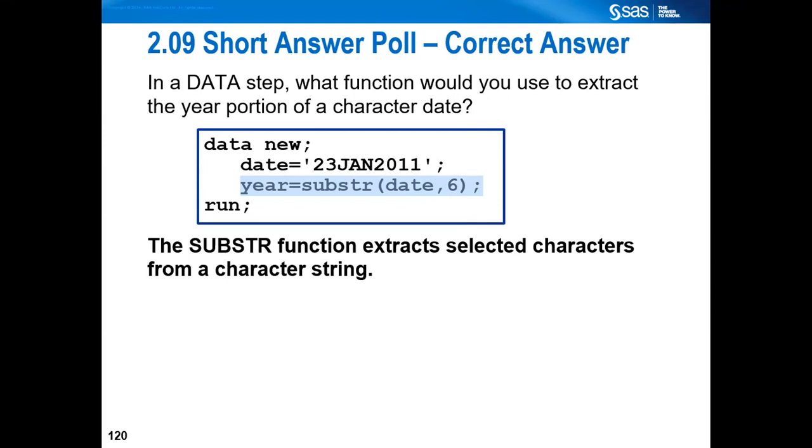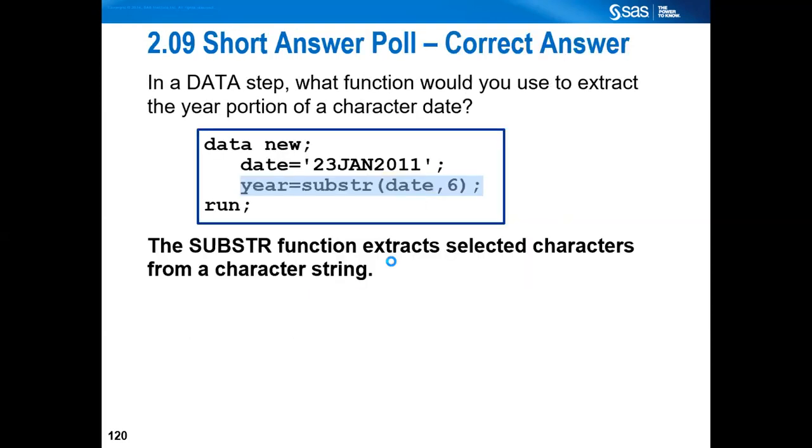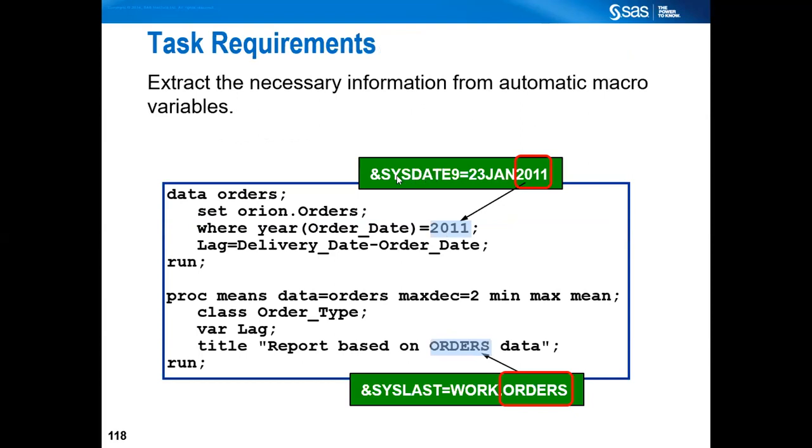In our case, we are going to use macro functions. Whenever we have macro variables, we use macro functions. In our case, this is a macro variable, correct? Ampersand sysdate, ampersand syslast. It's not a SAS variable. Are you getting it? It's not a variable coming from a data set. It's not a column from a data set, correct? But it's a macro variable. Are you getting what I'm trying to tell you?